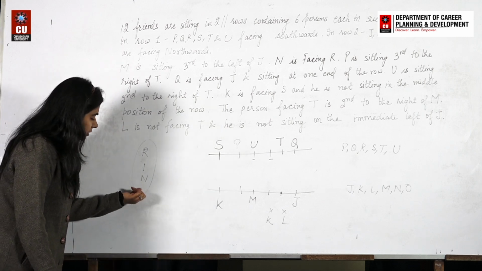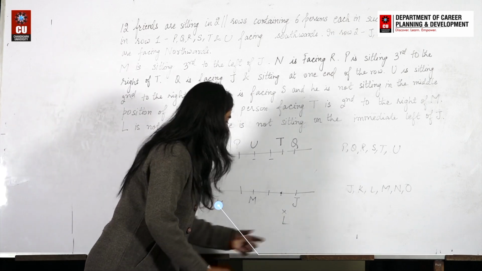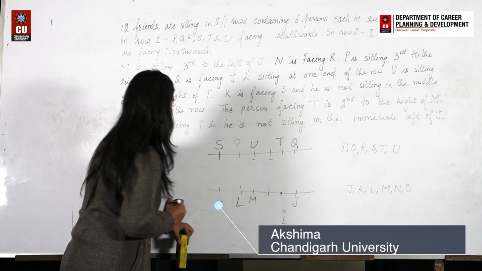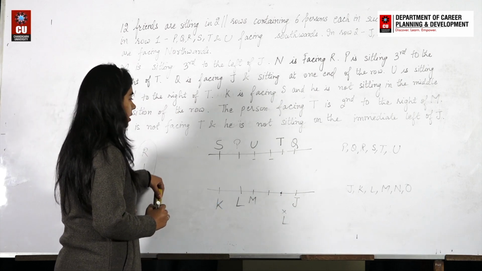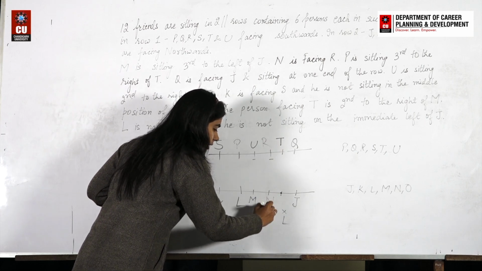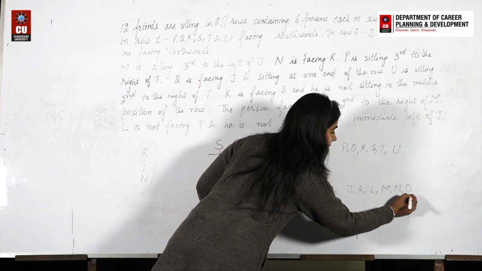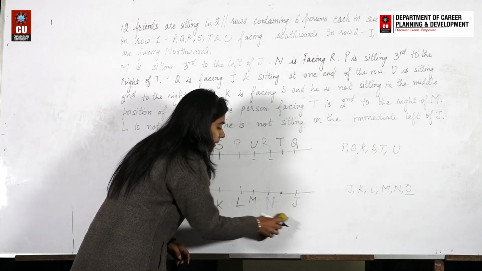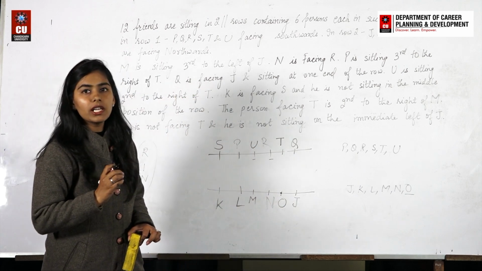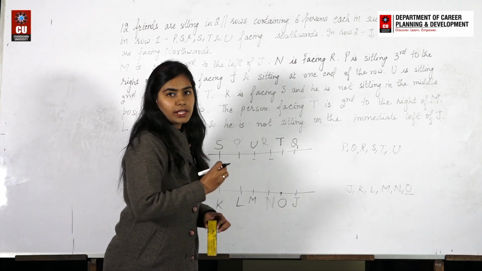Now, the last statement says R is facing N. L will not be placed here, so we will place L here and we are left with R is facing N. We will place R here and N. Now in the second row we are left with only one person, that is O, which will be placed at the immediate left of J. Now our arrangement is completed. We will discuss a few questions regarding the same.